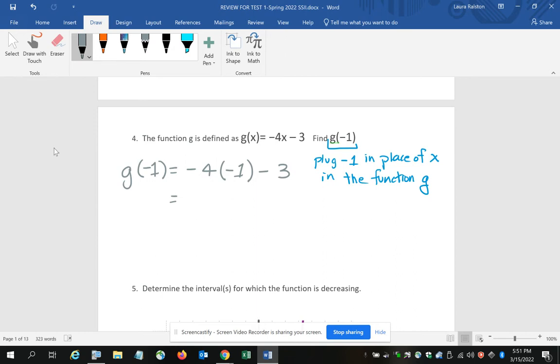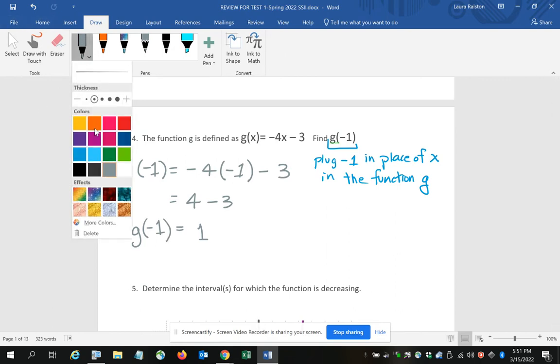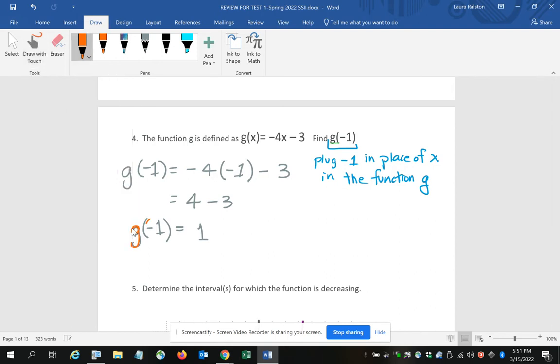Do the math. Negative 4 times negative 1 is 4 minus 3. 4 minus 3 is 1. So g at negative 1 is 1, and that would be your final answer.